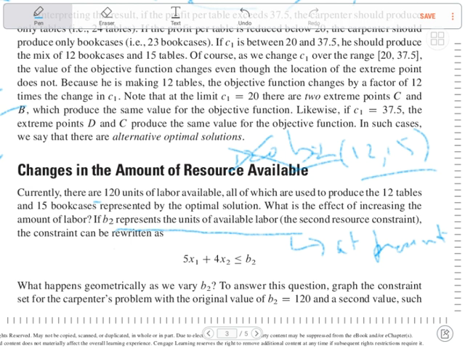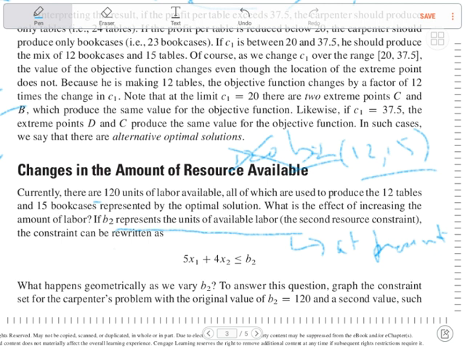What happens geometrically as we vary B2? B2 is now becoming a parameter. I have not given any fixed value, so obviously B2 is going to vary over a range. Answer this question: graph the constraint set for the carpenter's problem with the original value of B2 equal to 120 and a second value.